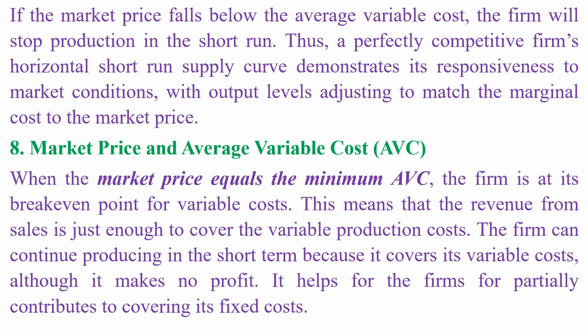8. Market price and average variable cost (AVC). When the market price equals the minimum AVC, the firm is at its break-even point for variable costs. This means that the revenue from sales is just enough to cover the variable production costs. The firm can continue producing in the short term because it covers its variable costs, although it makes no profit. It helps the firm partially contribute to covering its fixed costs.